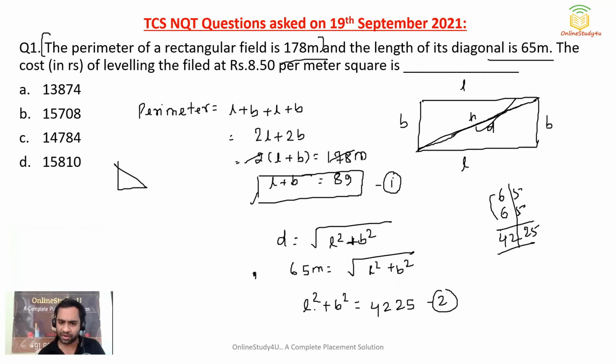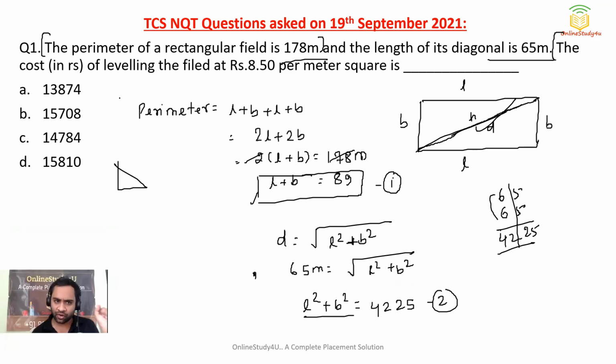Now what I will do, because I know L square plus B square, and they are asking, first you need to understand the question. The cost in rupees of leveling the field at 8 rupees 50 paise per square meter. Whenever they ask the total cost of leveling the field, we need to calculate the area. Now after getting this, you have to solve these equations. There is no other way. So I will square equation 1.